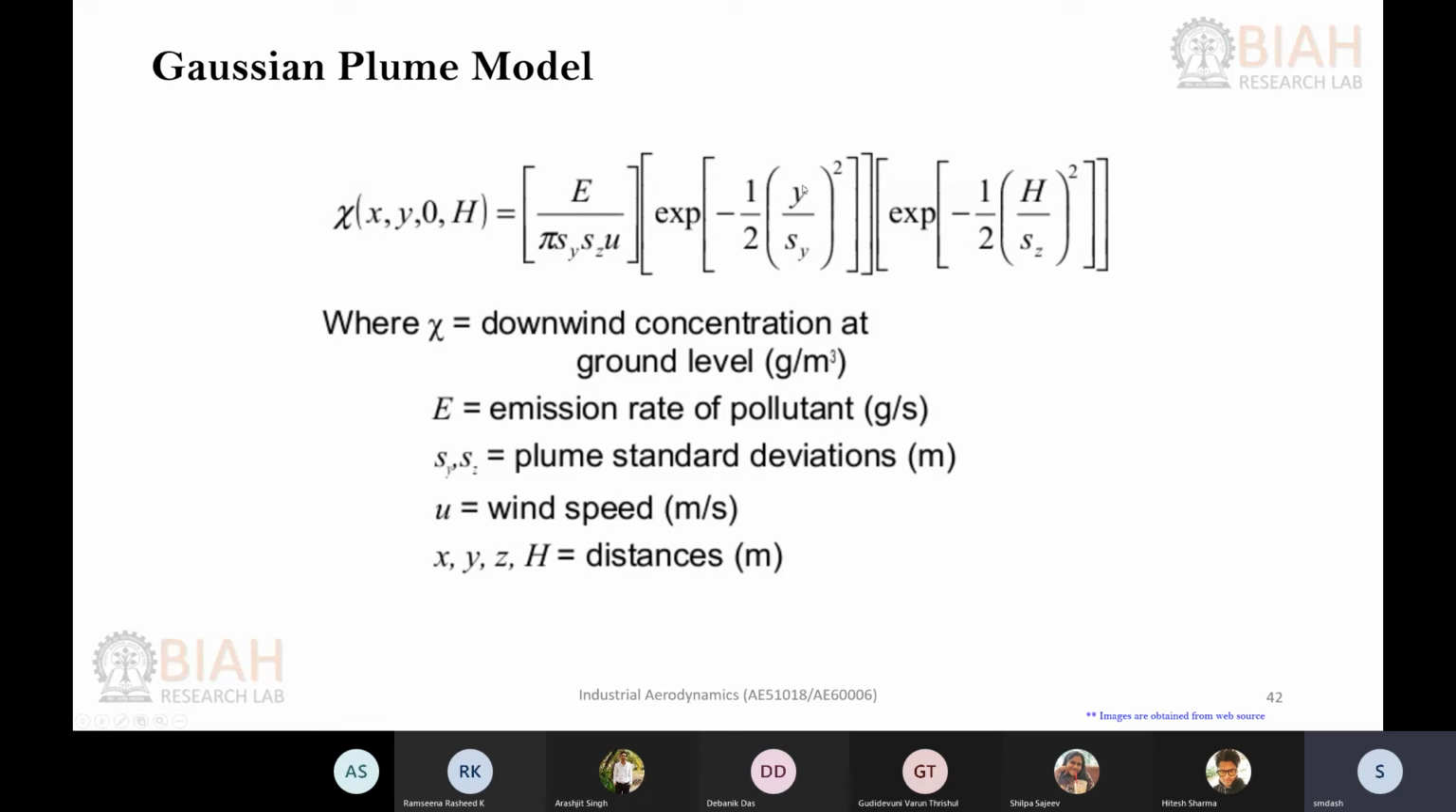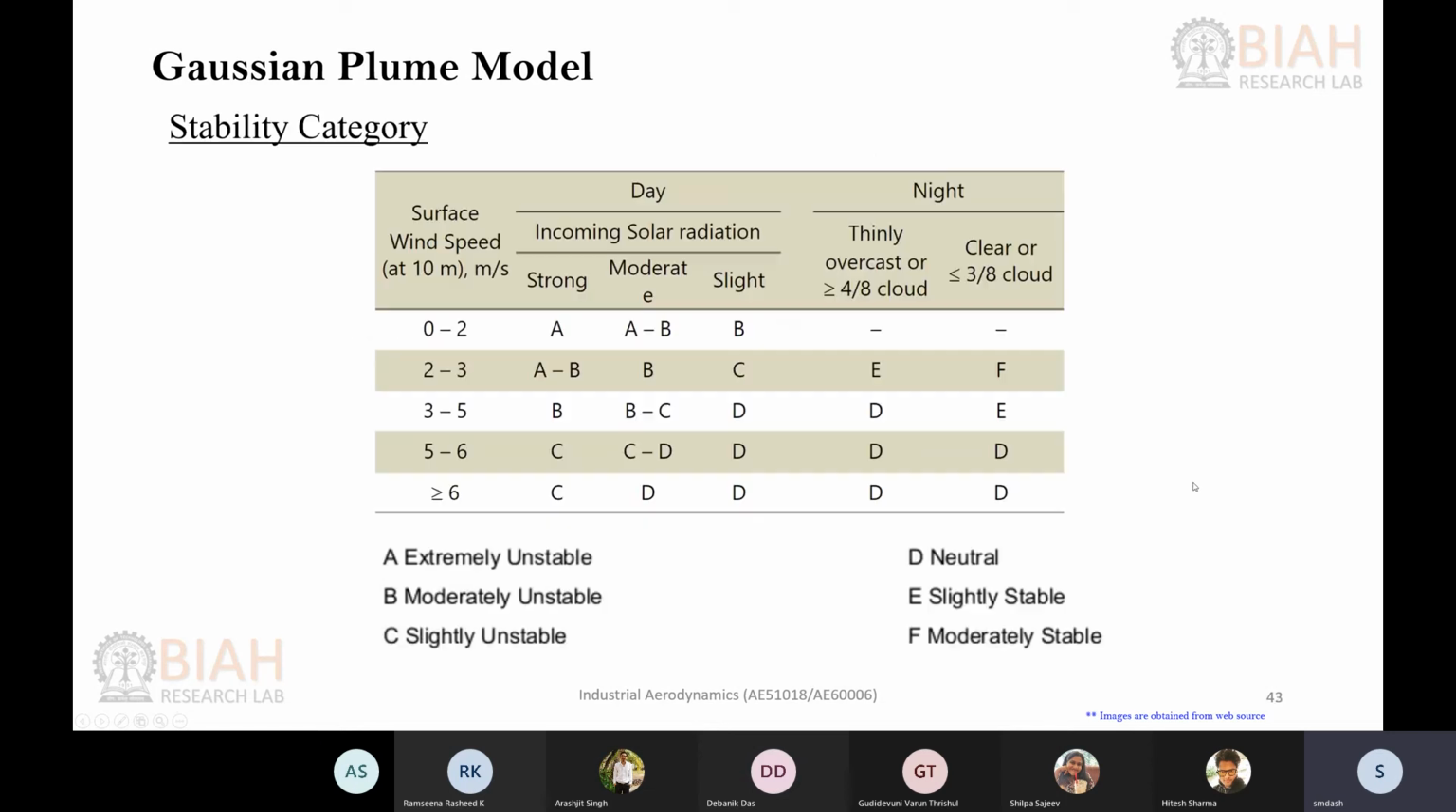Y is the offset parameter, right? For one particular case it is along the center line, for another case it is away from the center line by some distance. So accordingly you need to choose the y value. The x value you don't have to worry about, because based on the x value you are defining sigma y and sigma z, the location where you define the standard deviation for the concentration.